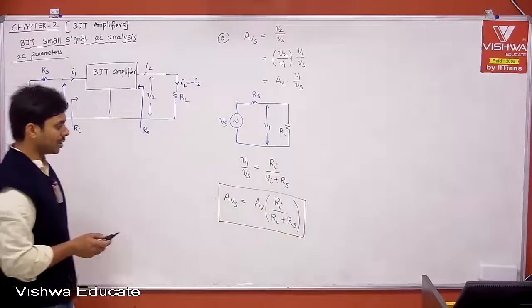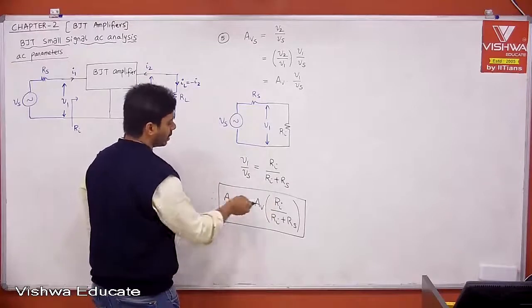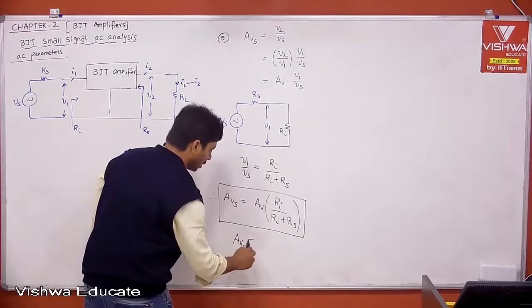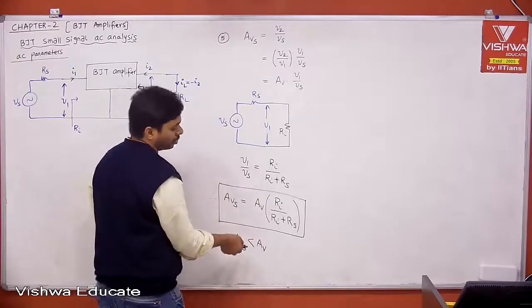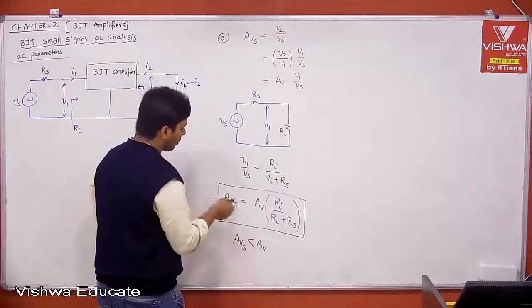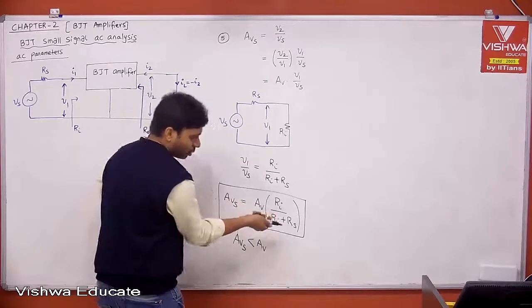But what is the observation? Definitely your AVS is less than AV. This is your observation: AVS is less than AV. Therefore, to improve AVS to AV, what to do? Those things I'll explain. Mathematically I can explain. To get AVS equal to AV, what to do? Rs should be 0.